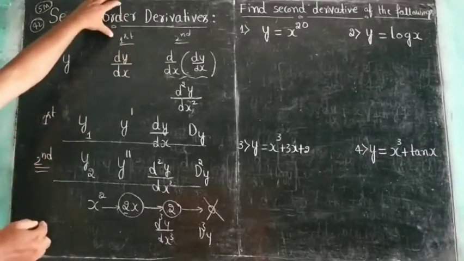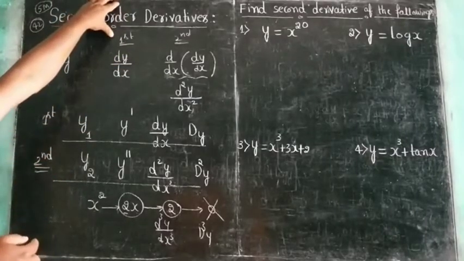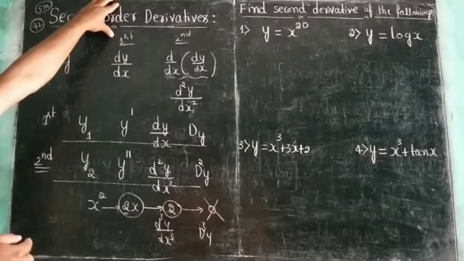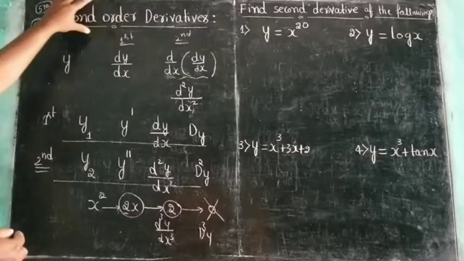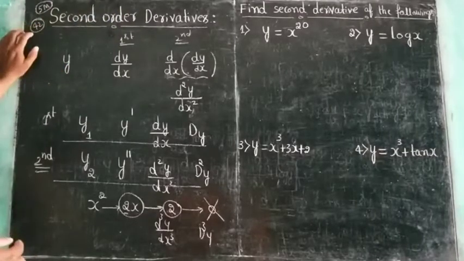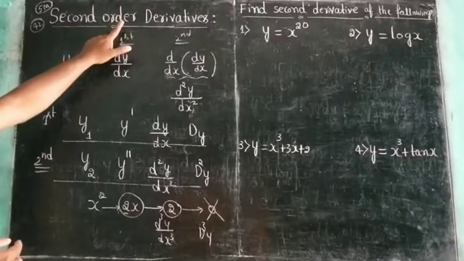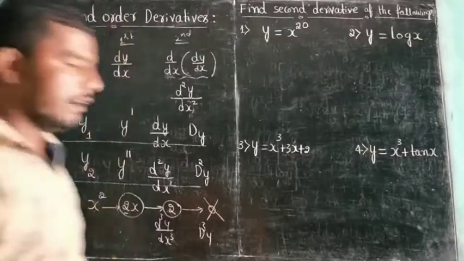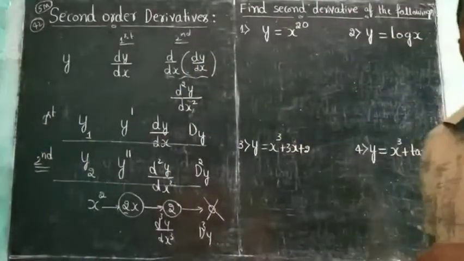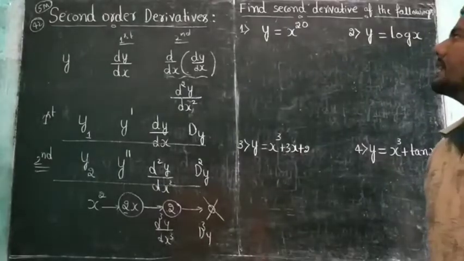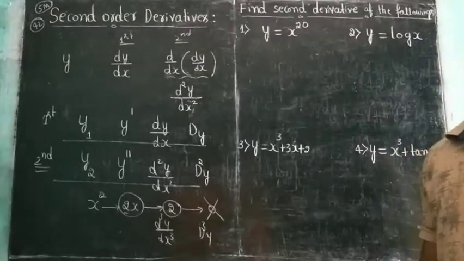This concept is important for your examination because part D contains a 5 marks question. In the 5 marks question, question number 42 will contain the second order derivative. After the simple problems, there will be a 5 marks question. First, we solve the simple problems.